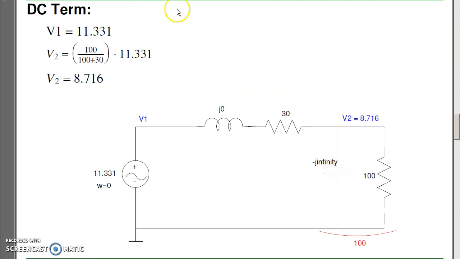To illustrate that, take the DC term. The first term was 11.331 volts. Analyze the circuit at DC. The inductor becomes J omega L. Capacitor becomes 1 over J omega C. The input is 11.331. Solve using voltage division, and I get 8.716 volts. That's the DC term.